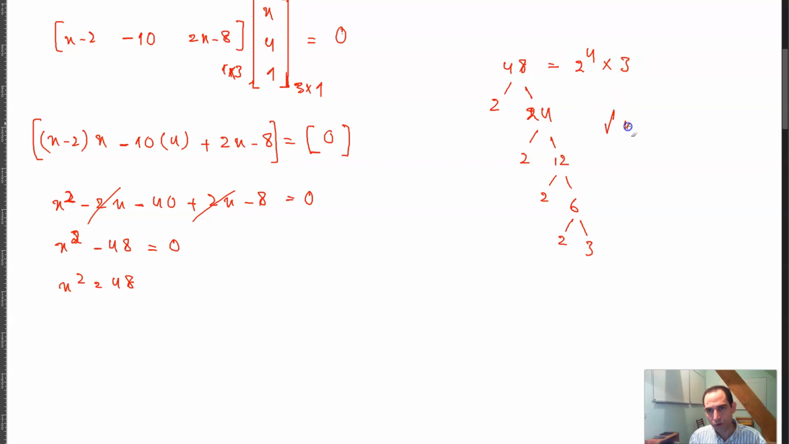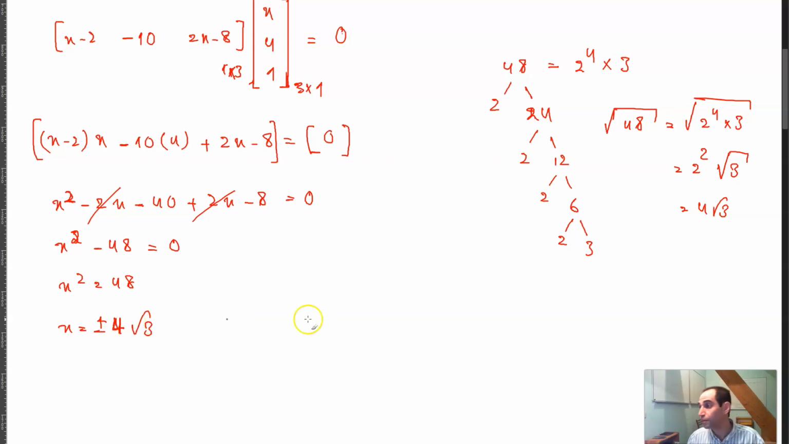And if I take the square root of 48, that would be the square root of 2 raised to the power 4 times 3, which gives me 2 raised to the power 2 times the square root of 3, which is 4 square root of 3. So you can say that x is equal to plus or minus 4 times the square root of 3. That was question number 9, the correct answer.